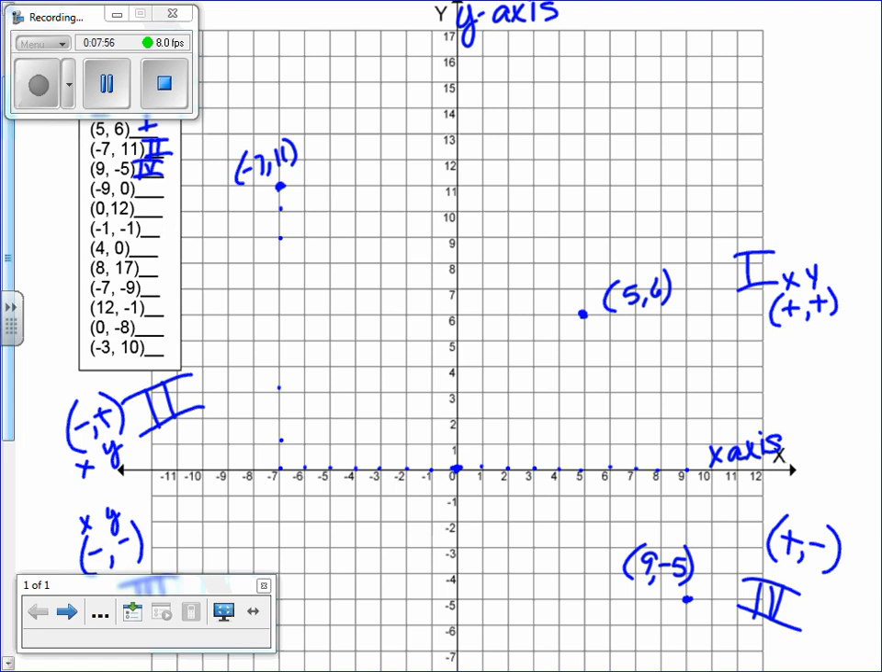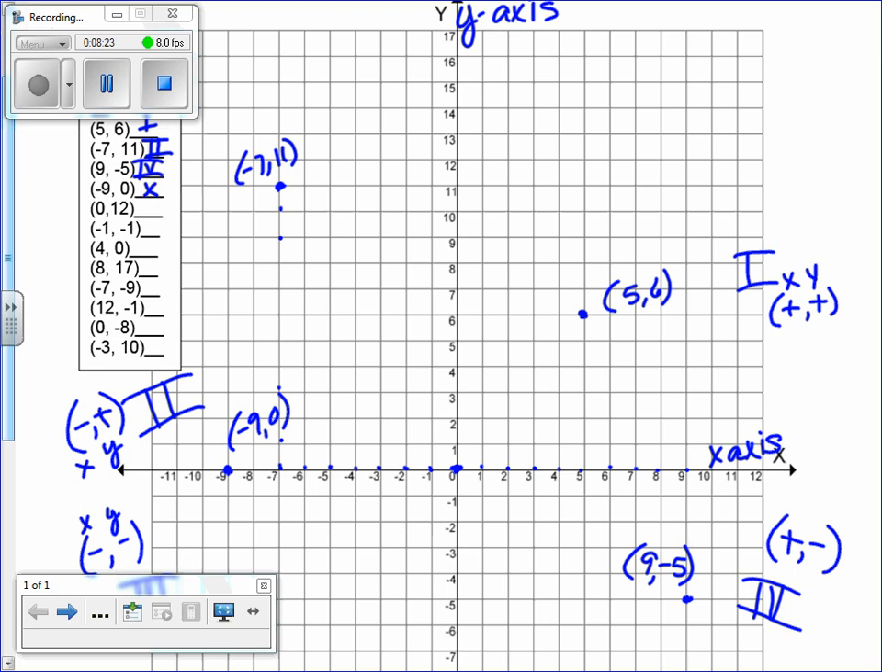-9, 0. So that first number says I go back 9. 1, 2, 3, 4, 5, 6, 7, 8, 9. 0 says you don't go up, you don't go down. You stay right at that -9. So I'm going to go ahead and say that point is on the x-axis. All right? So -9, 0 is on the x-axis.